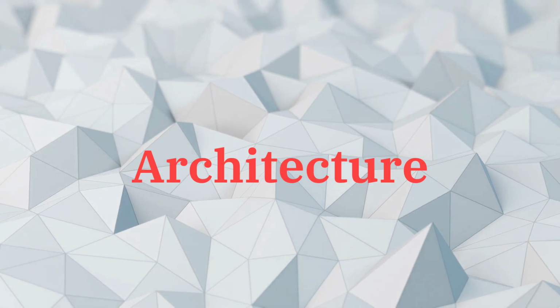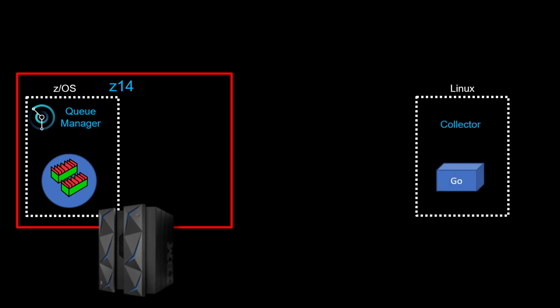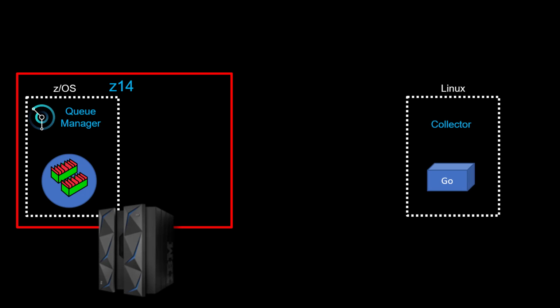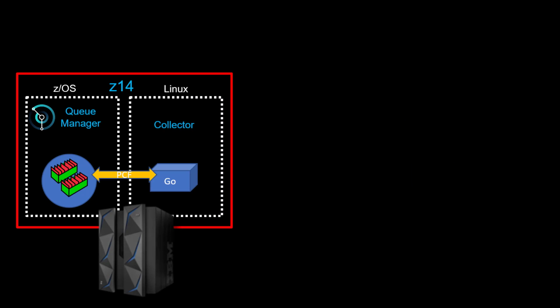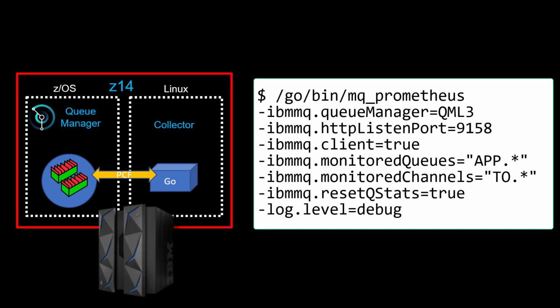The pieces of this solution are as follows. First, there's a collector program. This connects to the queue manager. The collector can't run directly on z/OS, but it can run on another platform and connect as a client to the queue manager. In this case, we'll be running it on a Linux for Z image, executing on the same hardware as the z/OS queue manager. The configuration script starts it with parameters such as the names of queues or channels to be monitored.